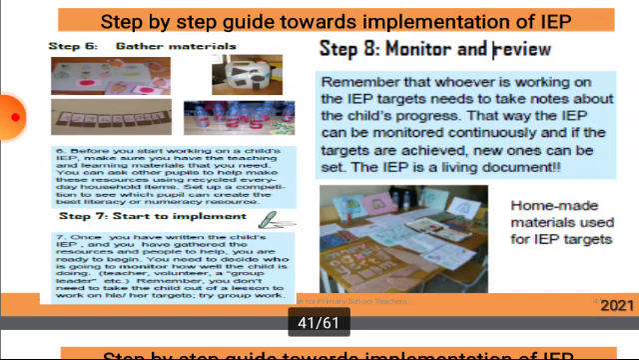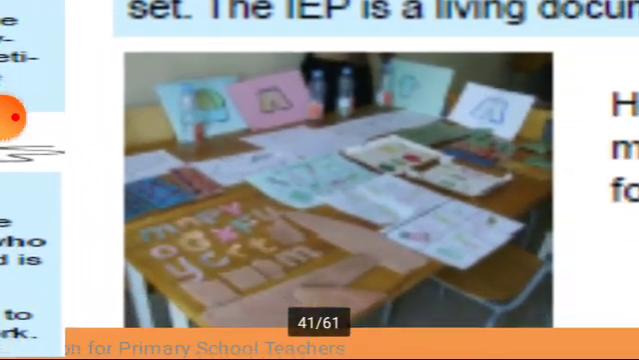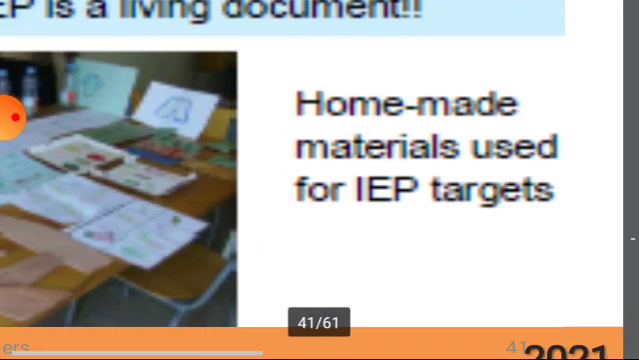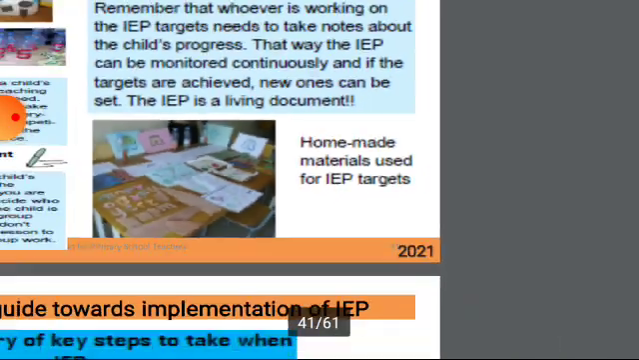Step number 8 is what we call monitoring and reviewing. Remember that whoever is working on the IEP targets needs to take notes about the child's progress. That way the IEP can be monitored continuously, and if the targets are achieved, new ones can be set. The IEP is a living document. I repeat again, the IEP, Individual Education Plan or Individual Education Program, is a living document. See, for example, these are the homemade materials used for IEP targets.